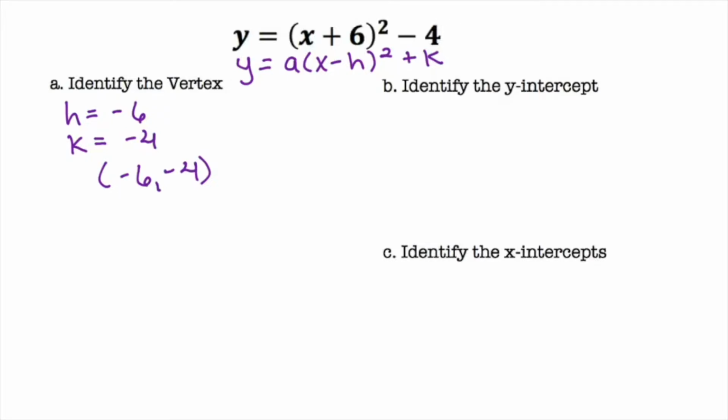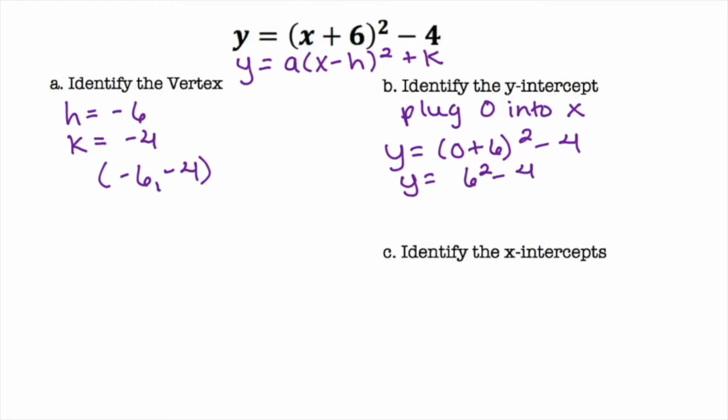Then to identify the y-intercept, remember the opposite letter is 0. So if we're looking for the y-intercept, the x will be 0. All you have to do is plug 0 into x and solve for y, and you'll get your y-intercept. So we're plugging 0 in wherever x is in the original question. Then we use order of operations to solve for y. So 0 plus 6 is 6, and then you get 6 squared minus 4, which turns into 36 minus 4, so y equals 32. That means the y-intercept is 0 comma 32.